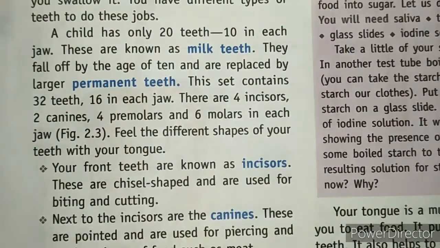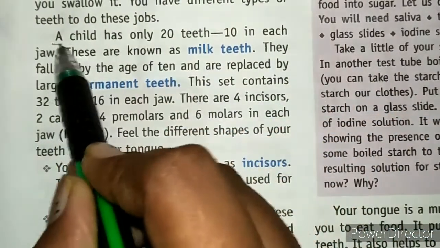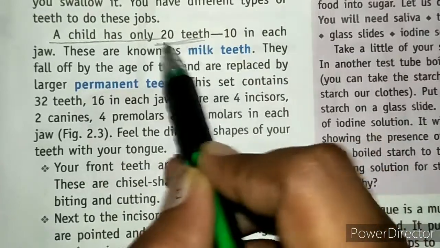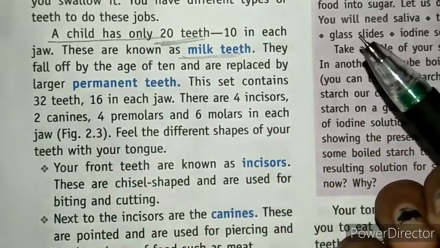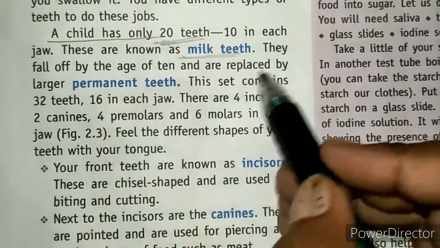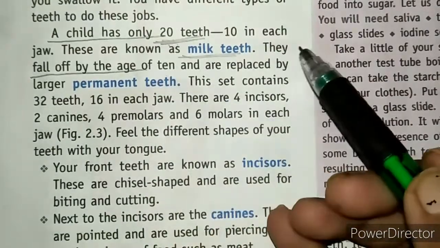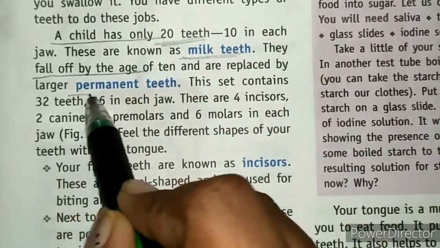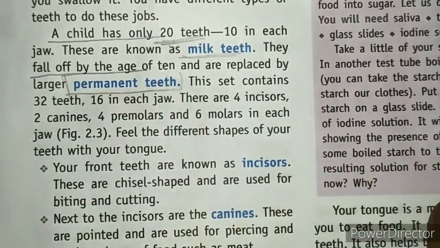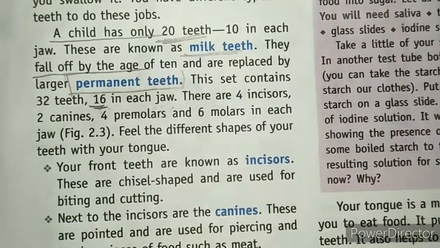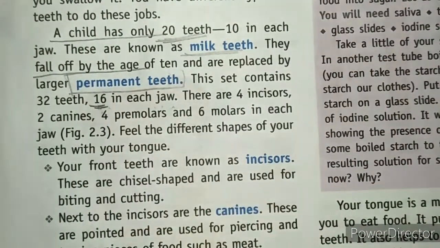For chewing our food, we have teeth. If we talk about early childhood, they have only 20 teeth, and these are known as milk teeth or temporary teeth. Afterwards, these teeth fall one by one at the age of 10, and are then replaced by larger teeth, called permanent teeth, which are 32 in number. So this set contains 32 teeth, that means 16 in each jaw.